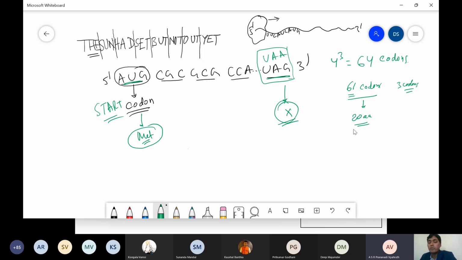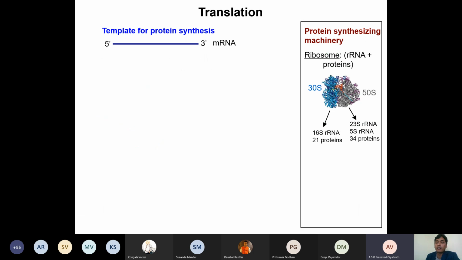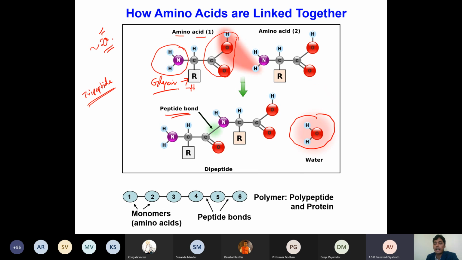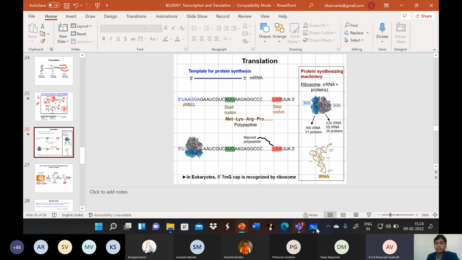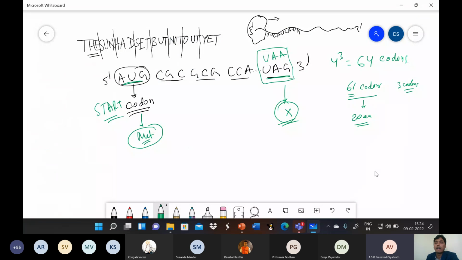So that's the idea. Let me go through it peacefully, and I hope you will get the point. Then again, I will explain wherever a problem happens. Now the point is how this conversion happens, from the nucleotide sequence, that means from codon, to amino acid sequence. That I should explain.